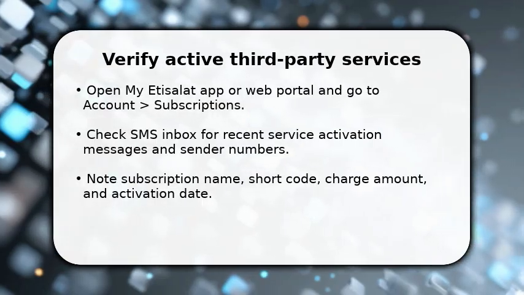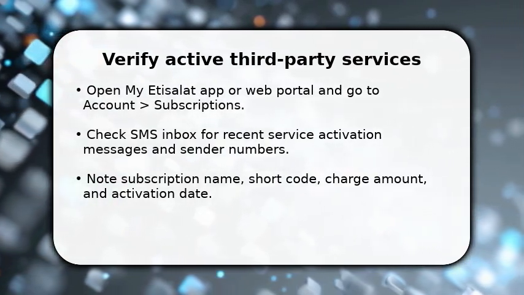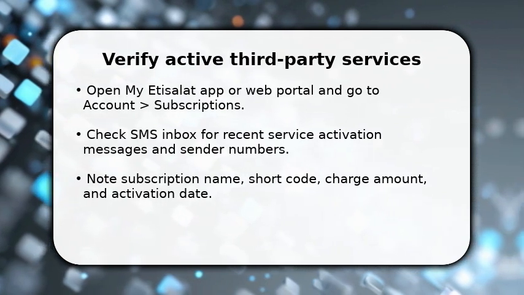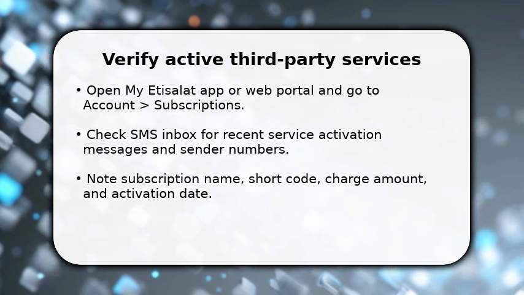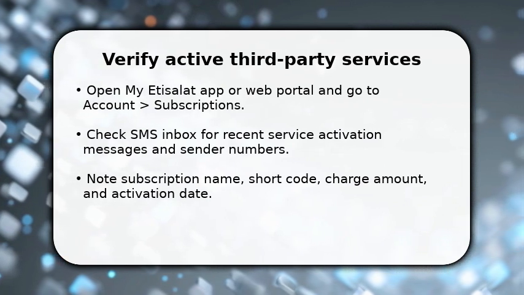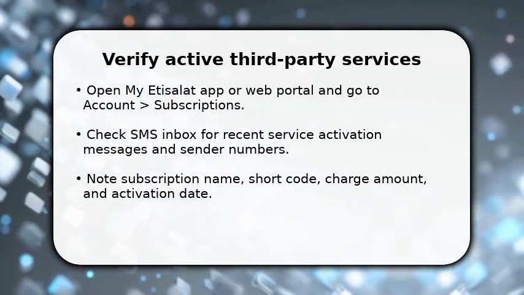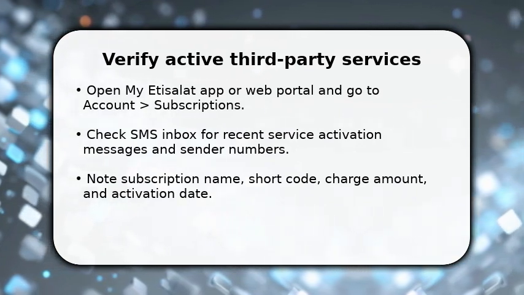You begin by confirming exactly which third-party subscriptions are active on your line. Open the My Etisalat app or web portal and go directly to the Subscriptions or Services section. This shows vendor names, short codes, and recurring charges. Once done, cross-check with any service activation SMS in your inbox and write down the short code or service number.